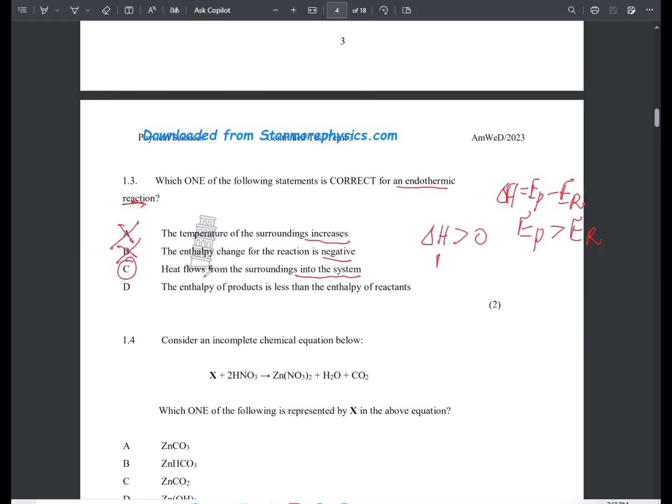Now, even if we look at D, the enthalpy of product is less than the enthalpy of the reactants. Nope. It's actually the enthalpy of the product being greater than the enthalpy of the reactants. So C is correct. We have 2 marks in the bag again. Then, okay, let's proceed now.